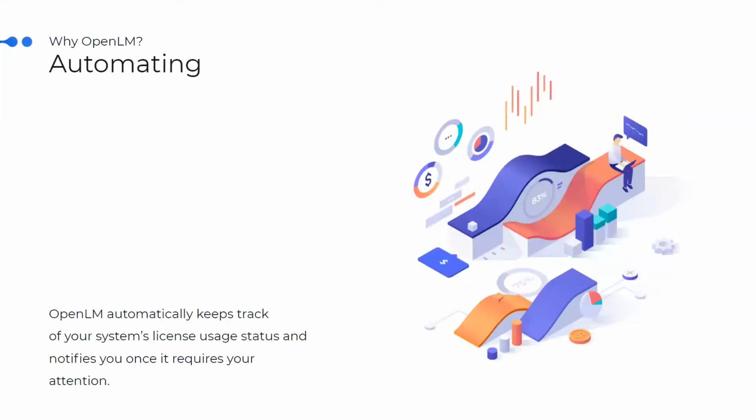Now, third is automation. You'll be able to automate your license reporting process, as once OpenLM is configured, licensing information flows into the system continuously, and it fills all the reports and widgets OpenLM has to offer. You can also schedule reports to be sent automatically to managers and any stakeholders who might require licensing information and reports. So basically, OpenLM automatically keeps track of your license usage status, and it notifies you once it requires your attention.